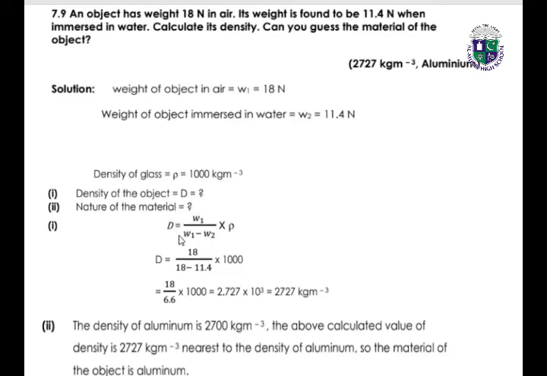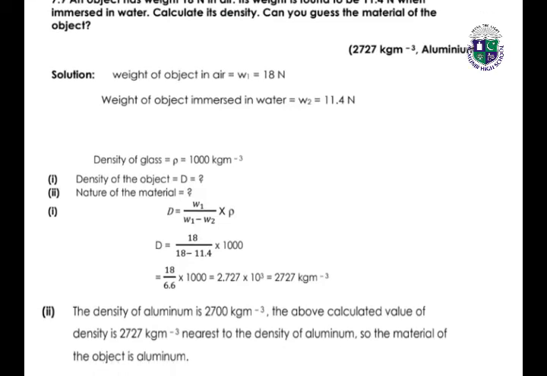To find the density of the object we have weight 1 over weight 1 minus weight 2, into density. By calculating all these values which are given above we will get the density. So the density of aluminium is 2700 kilograms meter cube. The above calculated value of density is 2727 kilograms meter cube, nearest to the density of aluminium. So the material of the object is aluminium.